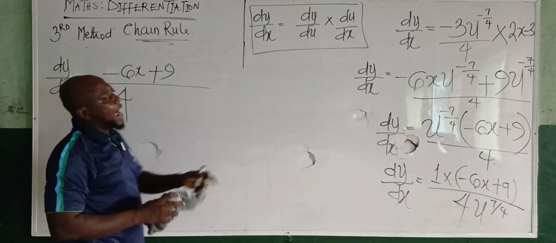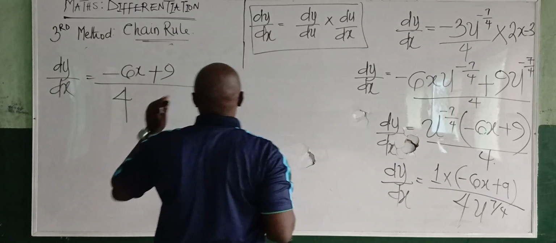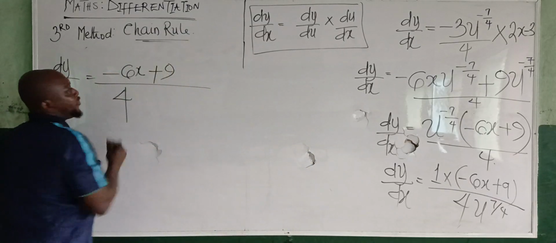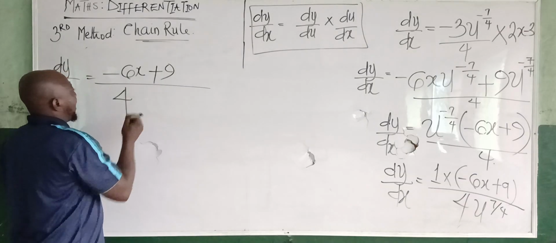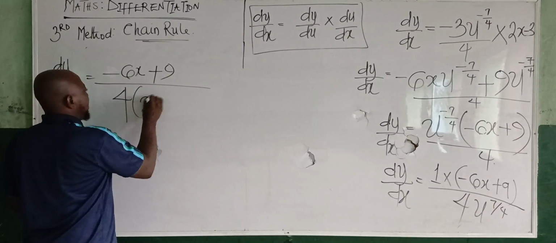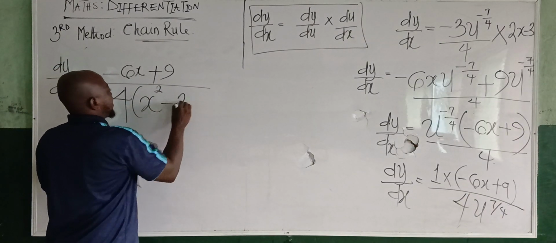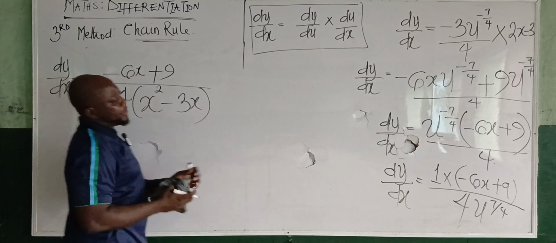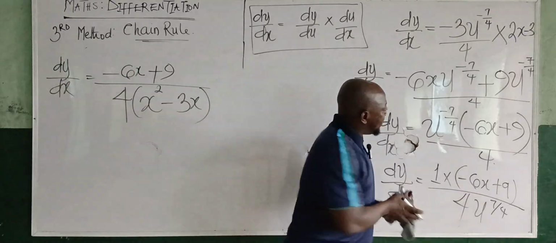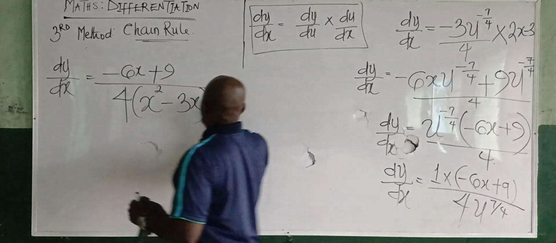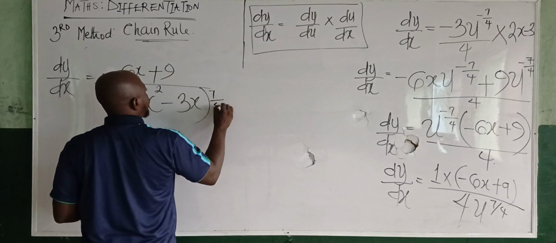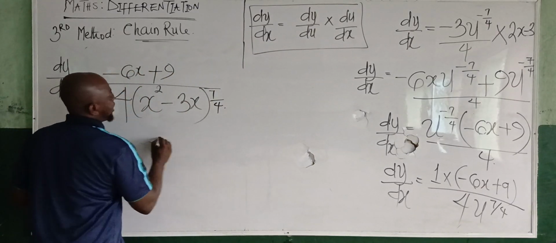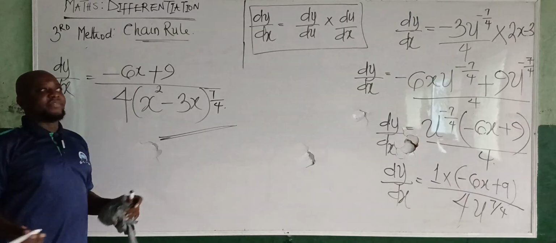So I will take out my u from the initial stage. My u from the initial stage here is giving me x squared minus 3x. That is my u from the initial stage. So that will be raised to the power of 7 over 4. So I have this as 7 over 4 here. So this is how you solve this.